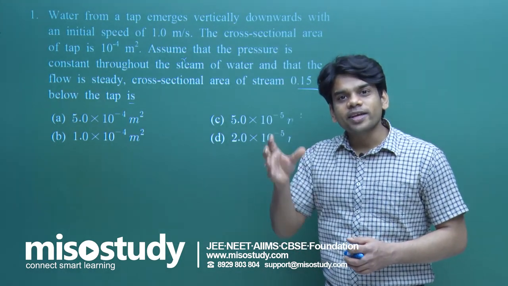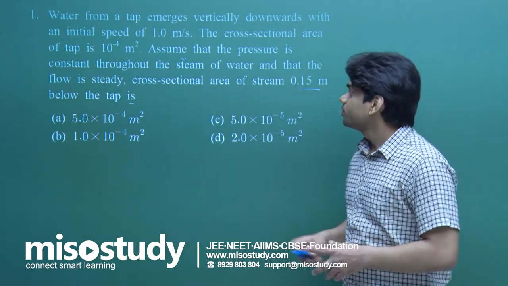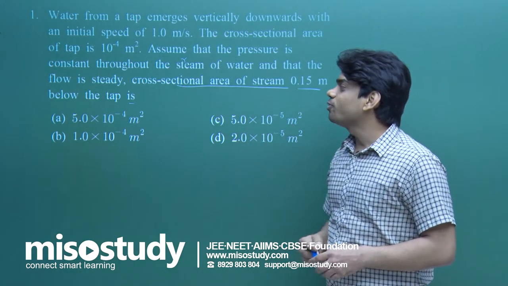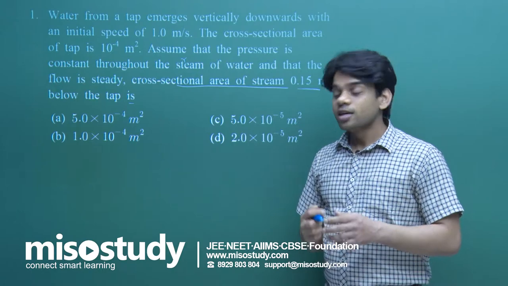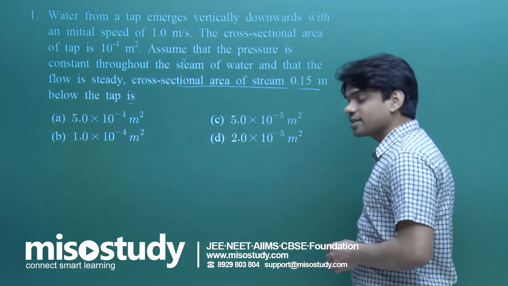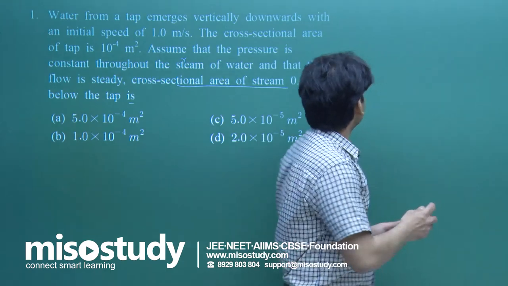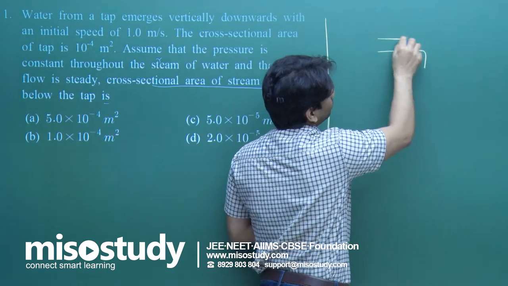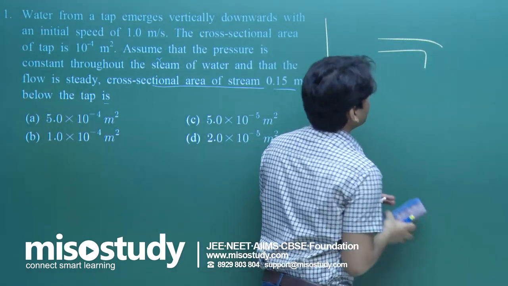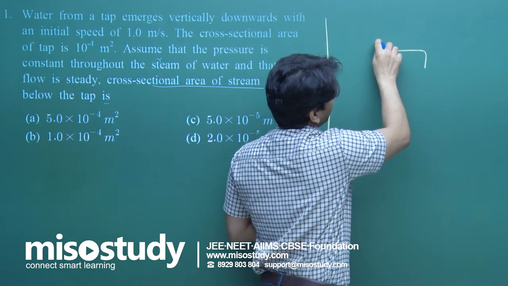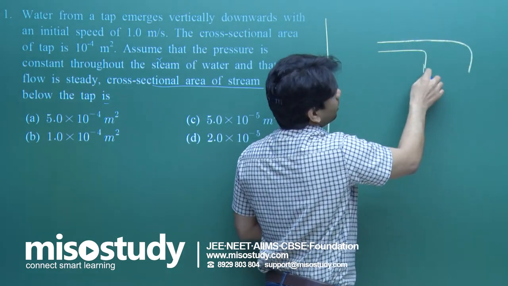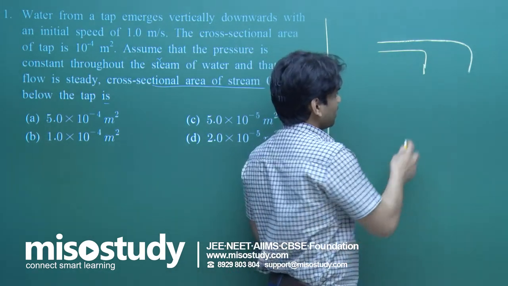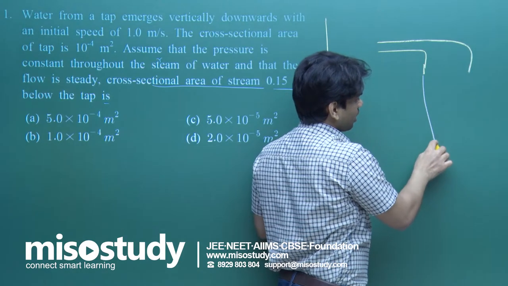There's a tap, water is coming out from the tap. We need to find out the cross-sectional area of the stream 0.15 meter below the tap. That is, if you see the tap and the running water coming out from the tap, this is the case. Let's say this is a tap. If I show you the exact cross-section in a bit more elaborate way, let's say this is the tap. Don't think that I have drawn a very wide mouth of the tap. Water would be coming out from this, and let's say this is the case, water is coming out.